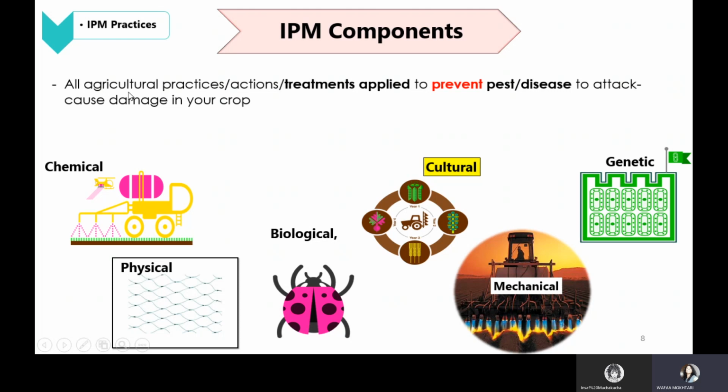So what are these agricultural practices? They are chemical, physical, biological, cultural, mechanical, genetic. Most of those are the most important ones. So let's start with the cultural.